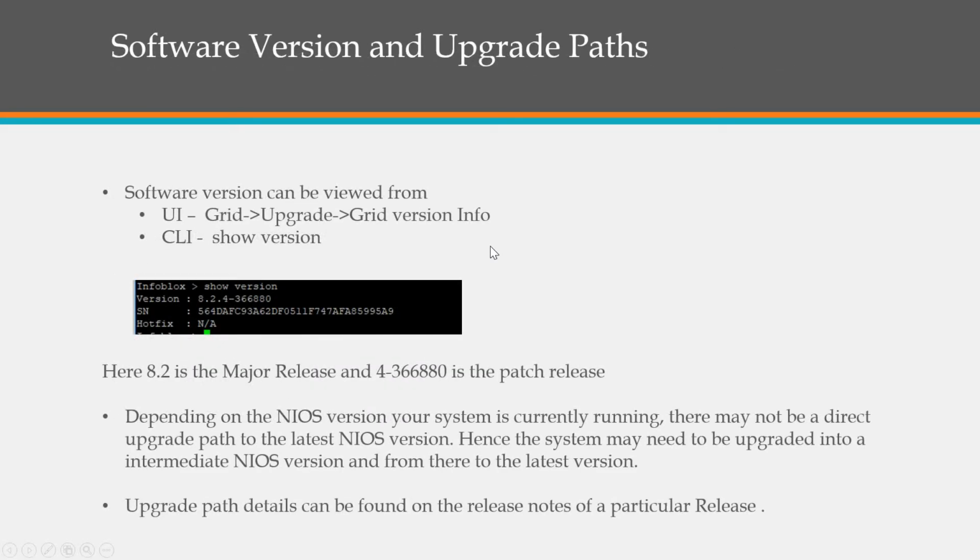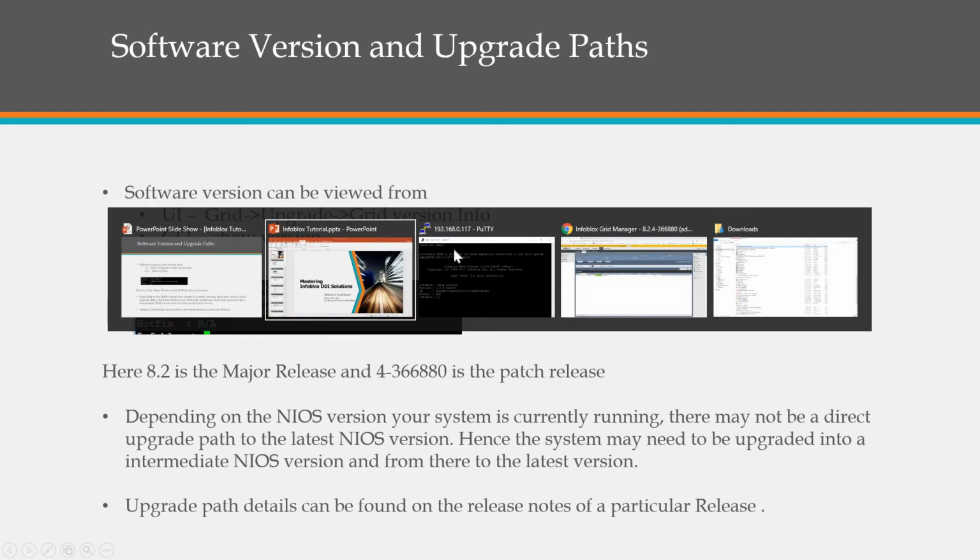So let's start with how to get the current software version that your Infoblox grid, or a standalone appliance, is running. For that, there are two ways you can get it. One is through the UI, by navigating to grid, upgrade, and the grid version info section will have it. The second method is through the CLI by issuing the command show version. Let me show you each one of them.